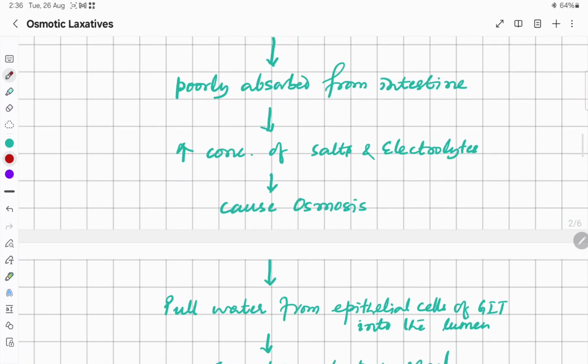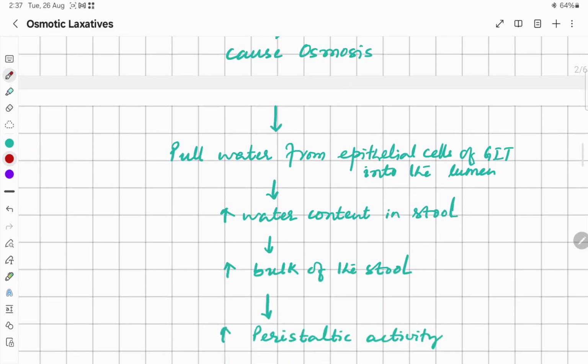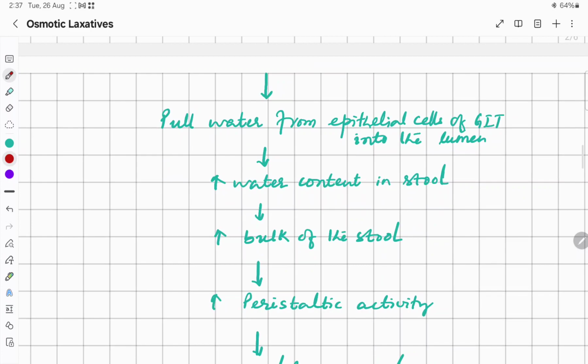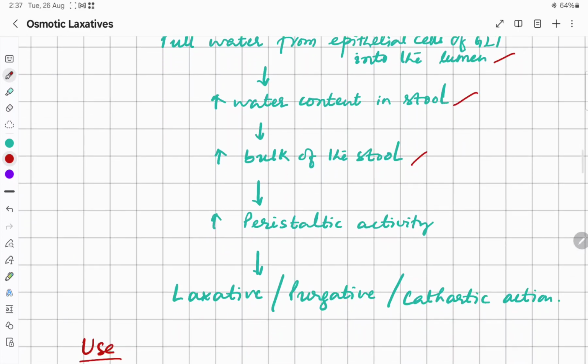So when the concentration of salts and electrolytes in the lumen increases, that causes osmosis. So the water is pulled from the epithelial cells of the GIT into the lumen. So this increases the water content in the stool, and this increases the bulk of the stool. And when the bulk of the stool increases, that initiates the peristalsis or peristaltic activity, and that results in laxative or purgative or cathartic action.